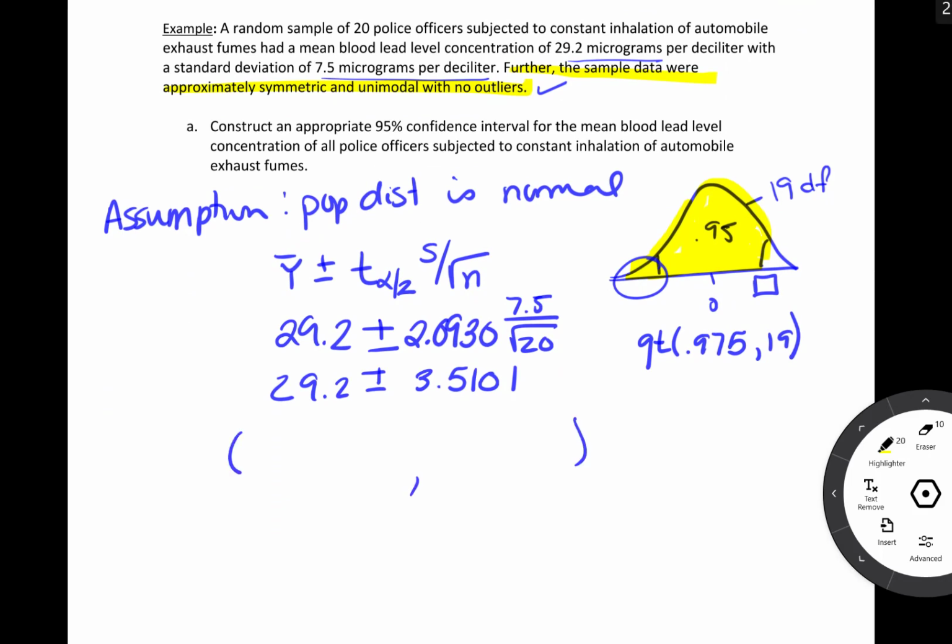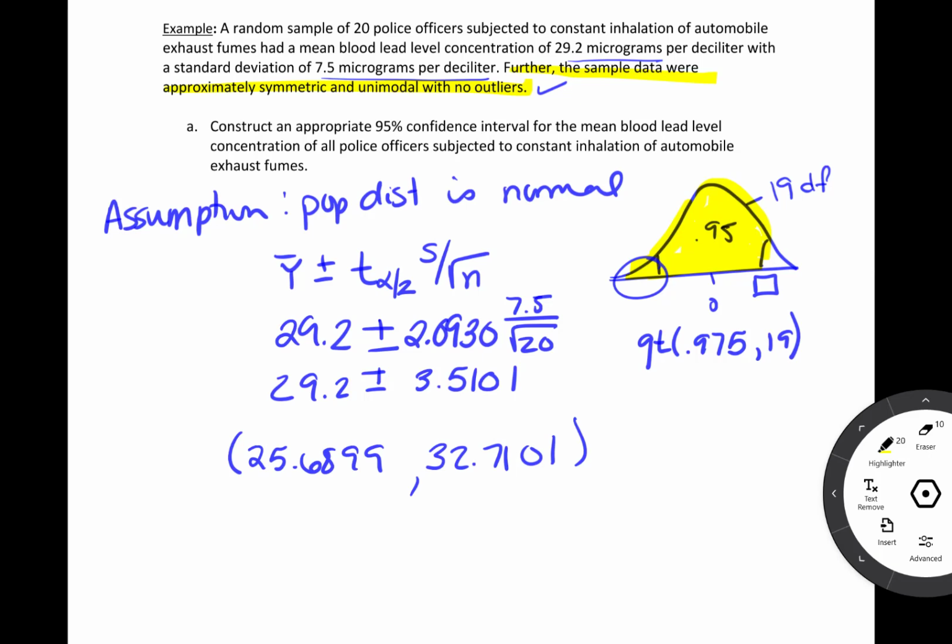And then again, we could put that into interval form. So on the upper end, we're going to get 32.7101. And then on the lower end, we get 25.6899.